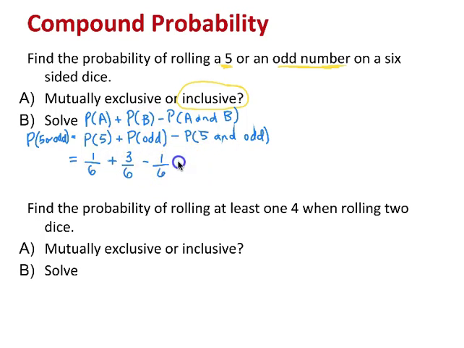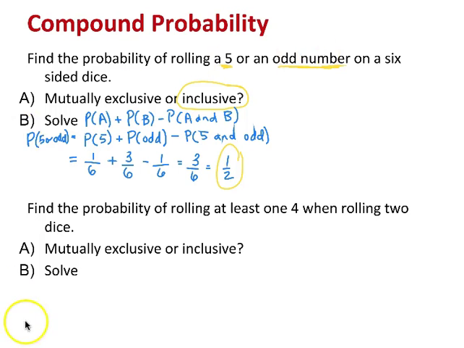So now we're ready to add up all of our probabilities, and we can see that that 1/6 minus 1/6 will cancel out. We're left with 3/6, 3 over 6, which we can reduce to 1/2. So that is our final answer, 1/2 probability of rolling a 5 or an odd number. So there is a 1/2 chance that we would roll a 5 or an odd number if we were to throw a 6-sided dice.